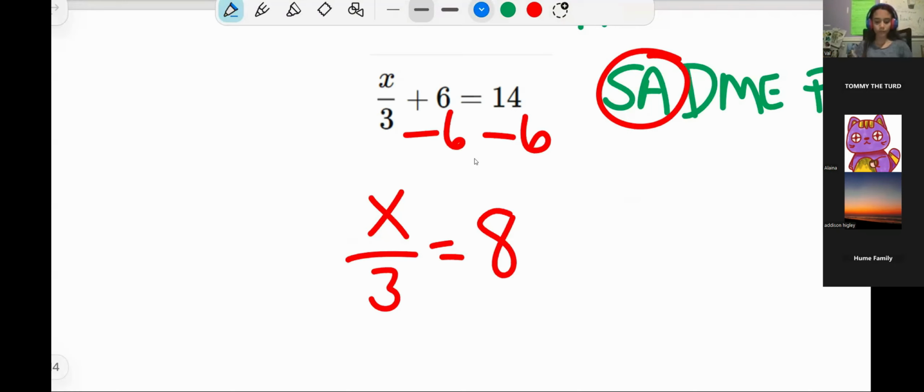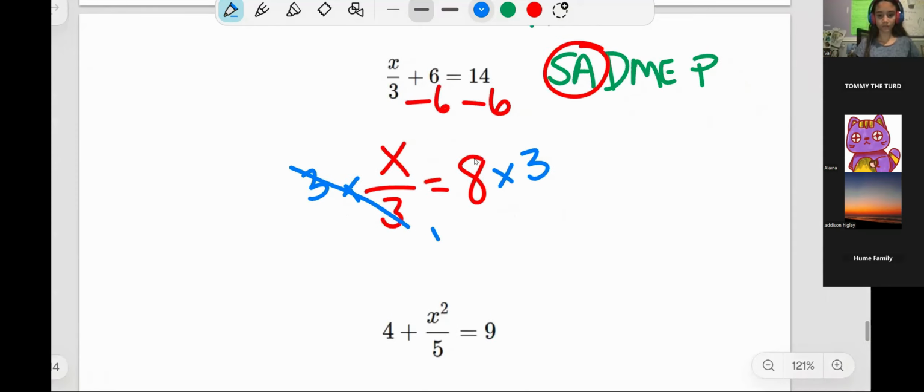It just means x divided by 3. We always do the opposite. So I'm going to multiply both sides of this equation by 3. And since those are opposite operations, they cancel out. And I'm left with x equals 24.